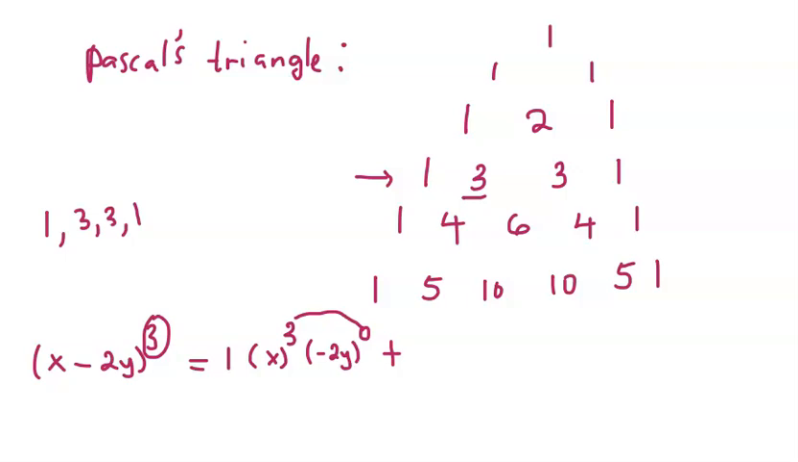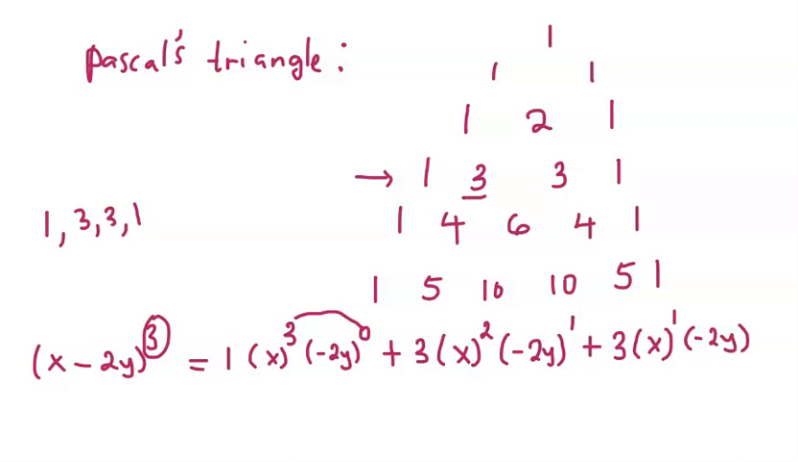Now the second coefficient is 3, multiplied by the first term in the bracket, x. The power will descend from 3 to 2, and then multiply by the second term in the bracket, negative 2y. The power will ascend from 0 to 1. Then we have plus. The third coefficient is 3, times x, where the power descends from 2 to 1, multiplied by negative 2y, where the power ascends from 1 to 2.